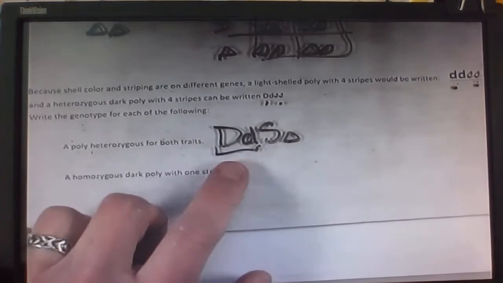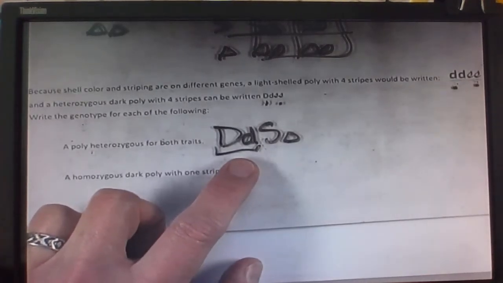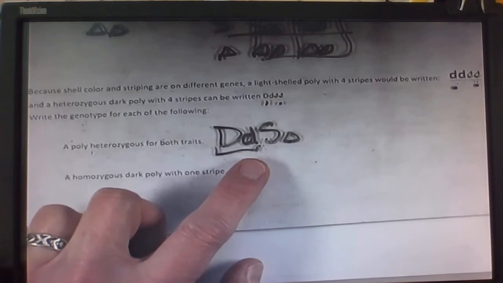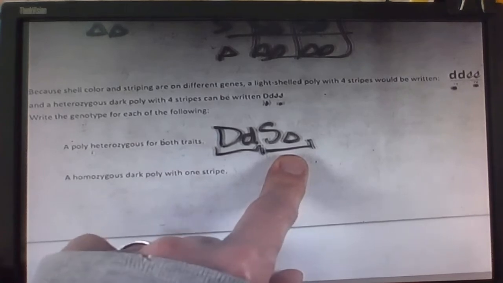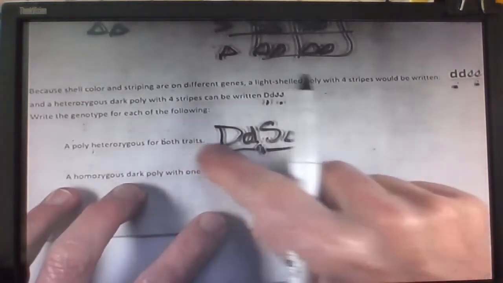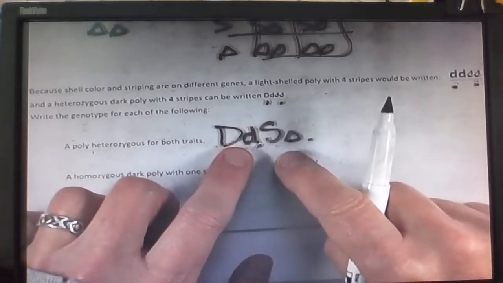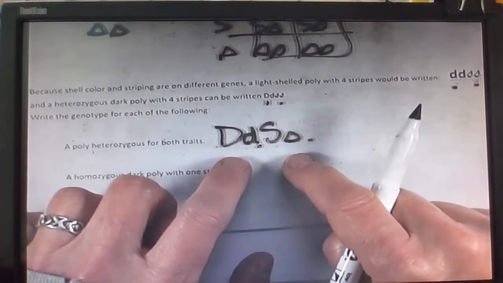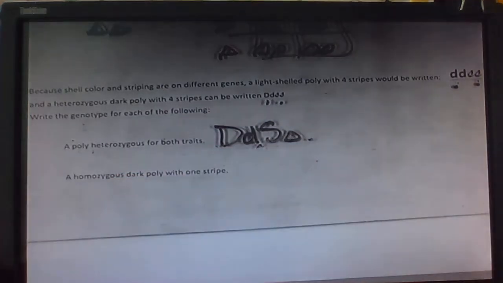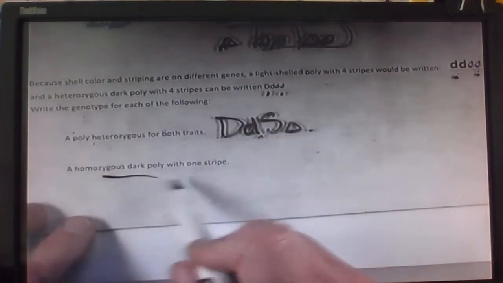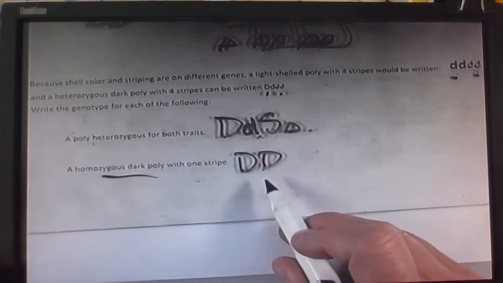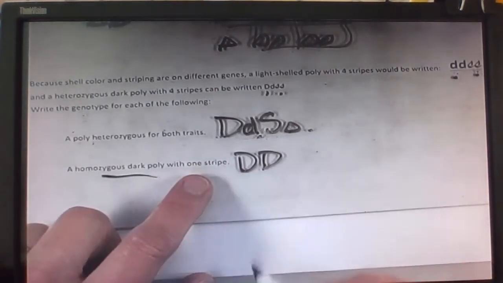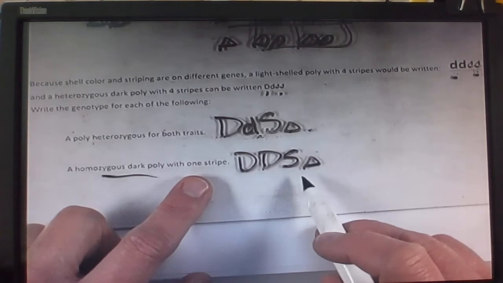So these 2 letters right here still indicate one trait. It indicates shell color, but we still need 2 letters. 1 letter came from dad roly-poly, 1 letter came from mom roly-poly. This is still for the trait for shell color. We still need 2 letters. 1 came from mom, 1 came from dad. So we're still writing 2 letters for each trait. But there's 4 letters that represent 2 traits. Different traits usually have different letters associated with them. Homozygous dark with 1 stripe. So homozygous dark, I have to be this because it has to be homozygous, so homozygous means the same. With 1 stripe. Okay, is this the only way that I can write 1 stripe?